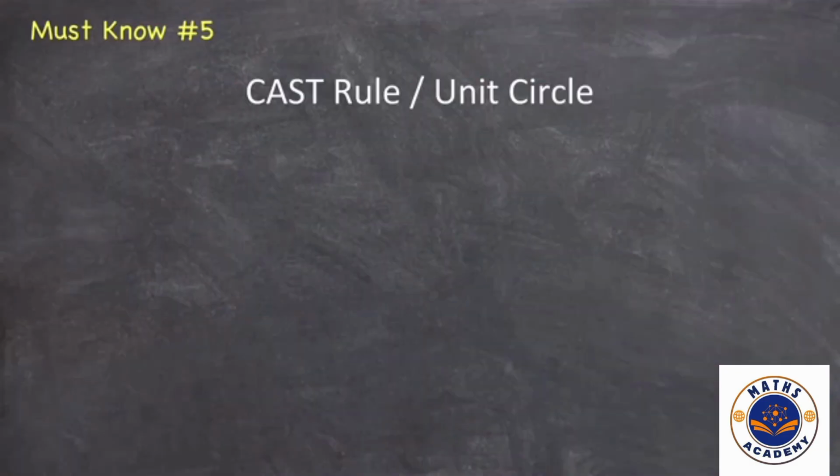Must know number 5, CAST rule and the unit circle. These tools are going to broaden your understanding of trigonometry and allow you to start using it for angles bigger than angles you would find inside of a triangle. Let's start with the unit circle.